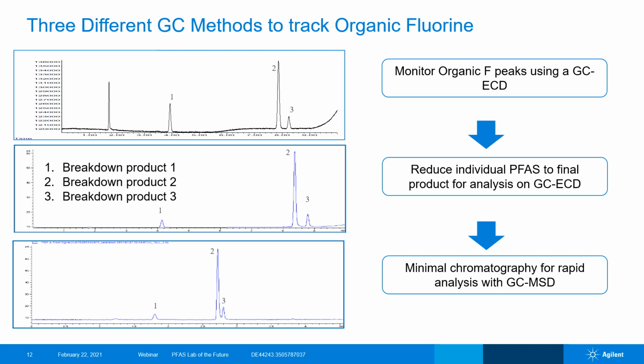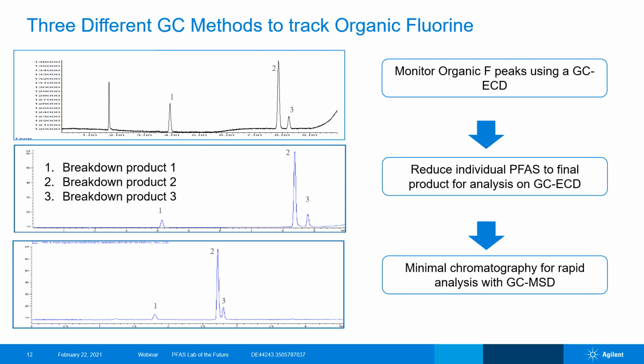So one of the things I want to highlight is the measuring of organic fluorine by GC based methods. So there are three different ways to do this. One of them is to just monitor for organic fluorine peaks using a GC electron capture detector, and just then summing those peaks up to get kind of a pseudo concentration, and then determining if that's a high level that requires that sample be analyzed further.